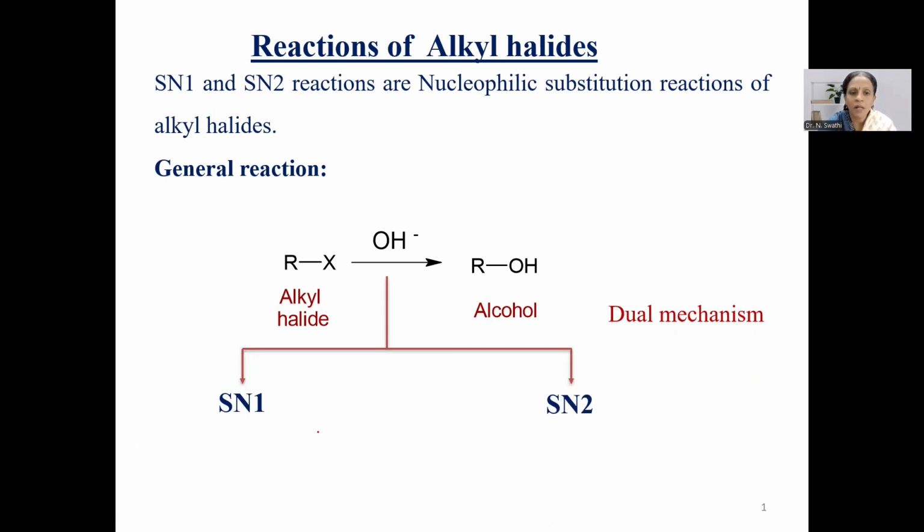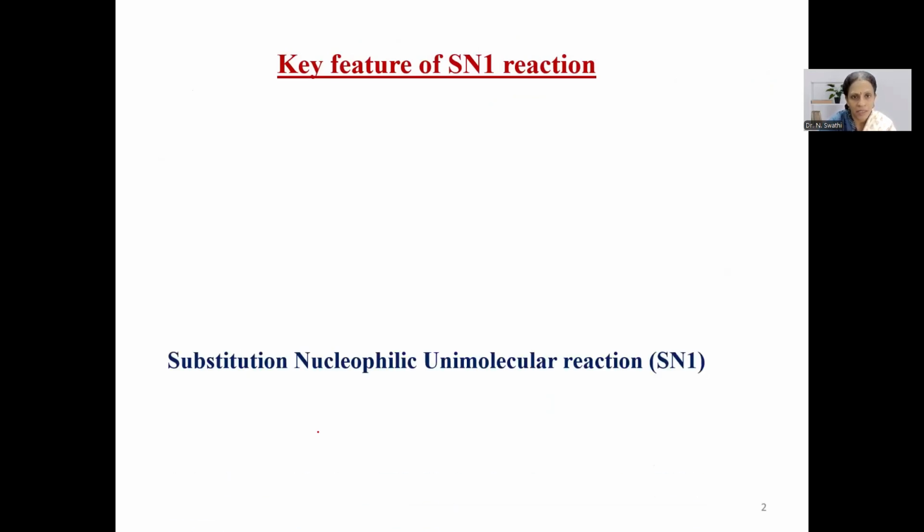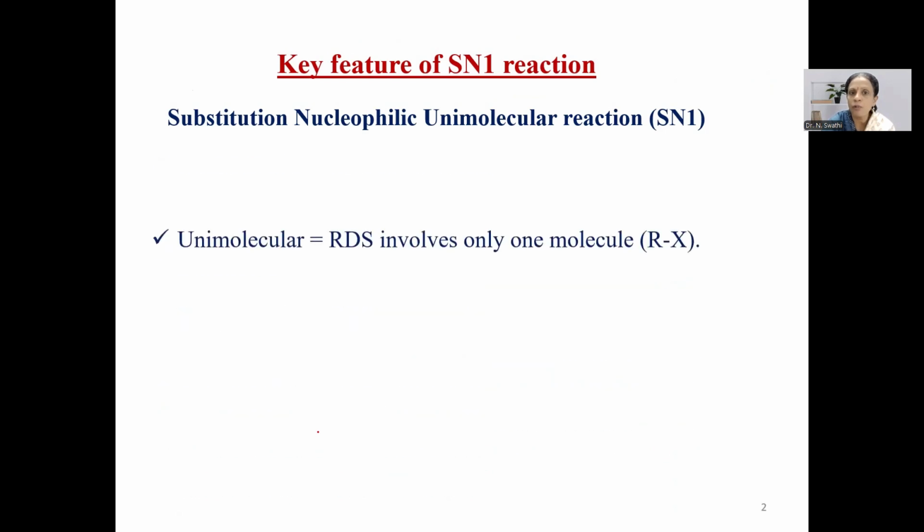Now let us try to understand the SN1 and SN2 reactions at a much deeper level. The key features of SN1 reaction: SN1 stands for substitution nucleophilic unimolecular reaction. We know the meaning of nucleophilic substitution: one nucleophile is substituted by another nucleophile. Now what is the meaning of unimolecular?